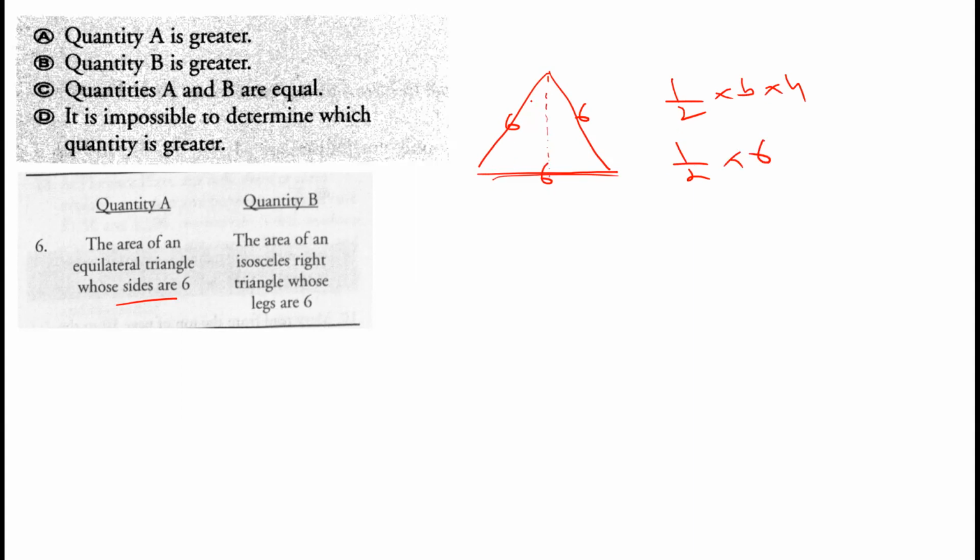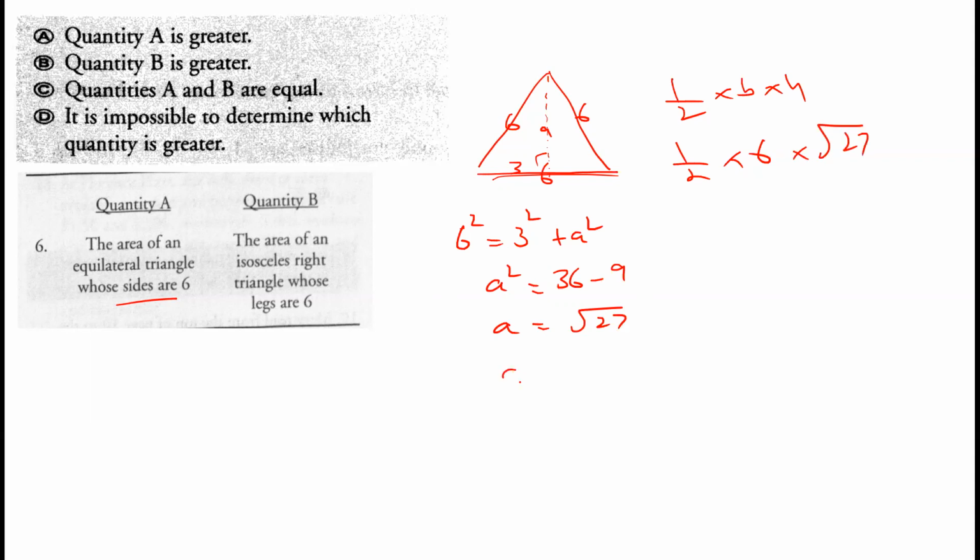This triangle is being divided into 2 parts, so the base would be divided into 2 parts, and this would be 3. So we have this right angle triangle, and the Pythagoras theorem would be applied. So 6 square equals 3 square plus a square, where a is your height. So a square equals 36 minus 9, which is 27. So a equals under root 27, so the height is under root 27.